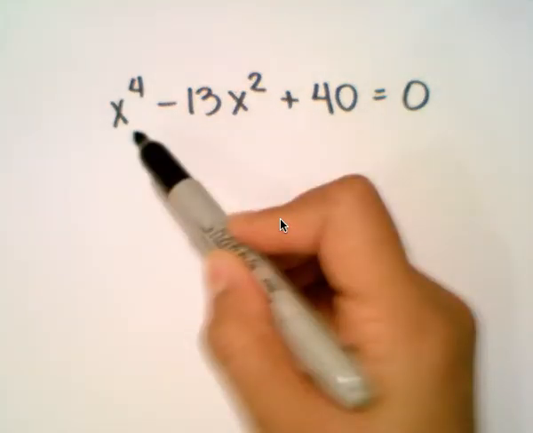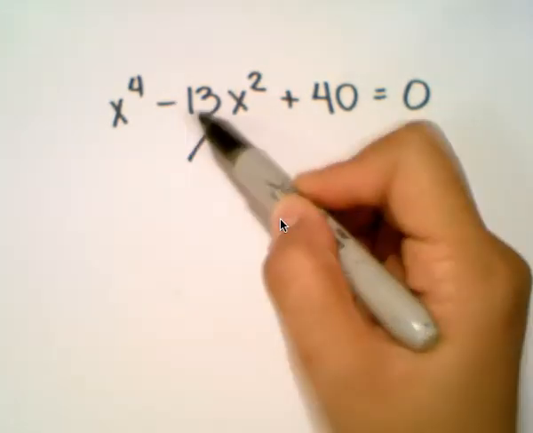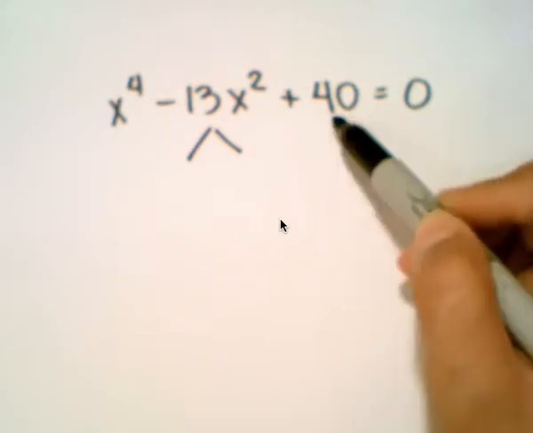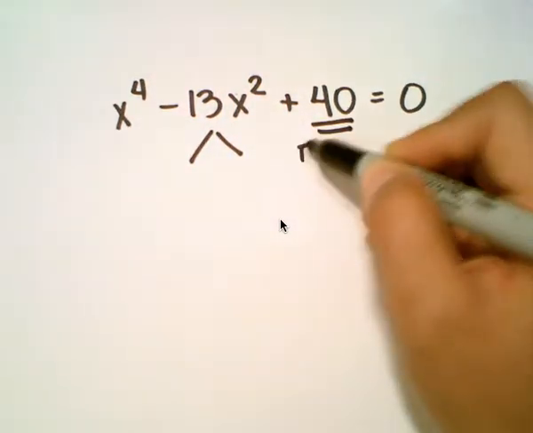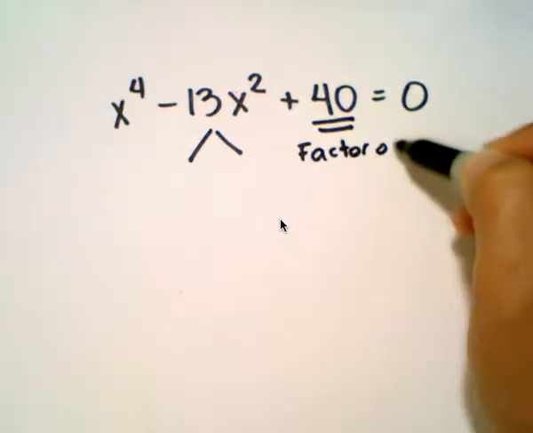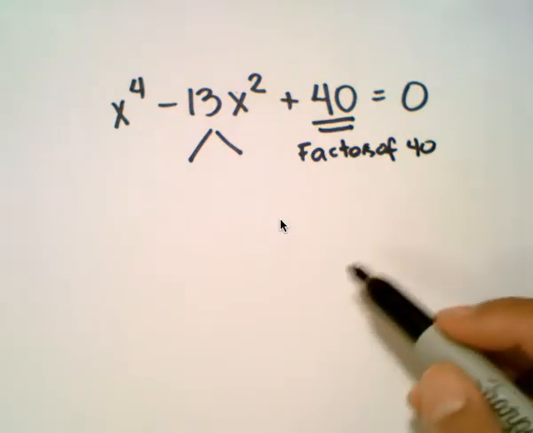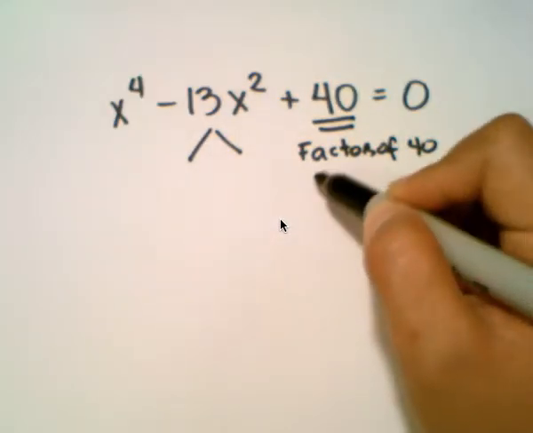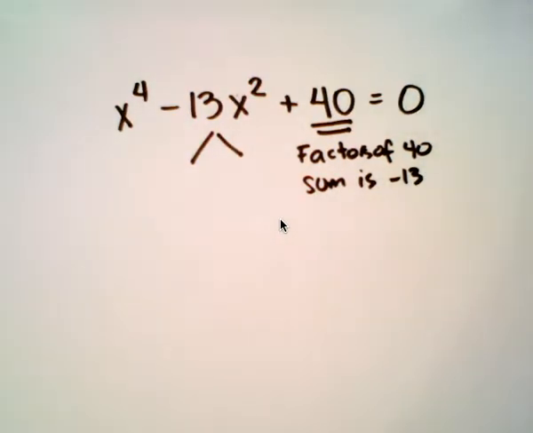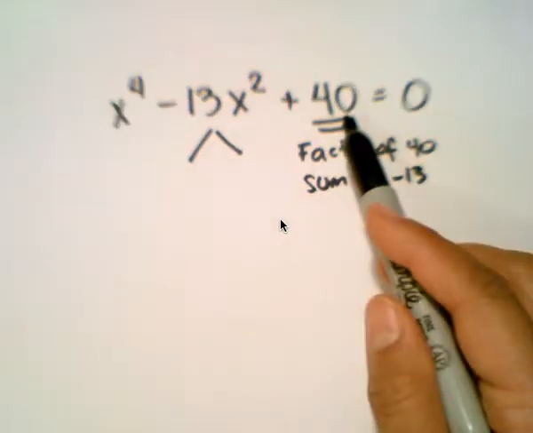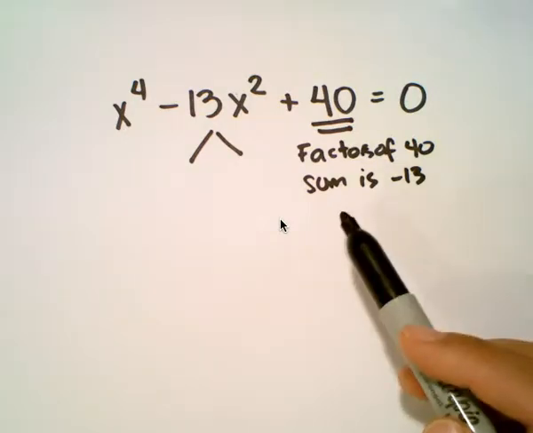In order for us to have 4 terms, we need to break this middle term, negative 13x squared, into a sum using the factors of 40. So we want two numbers that multiply together to equal 40, but when you add them together equal negative 13. The two numbers that multiply to positive 40 and add to negative 13 are negative 8 and negative 5.